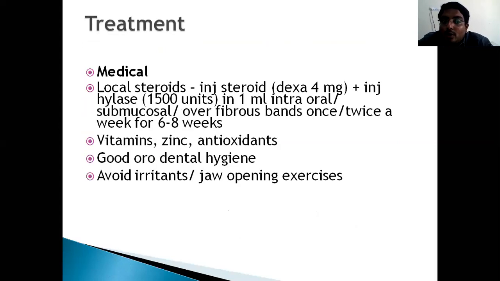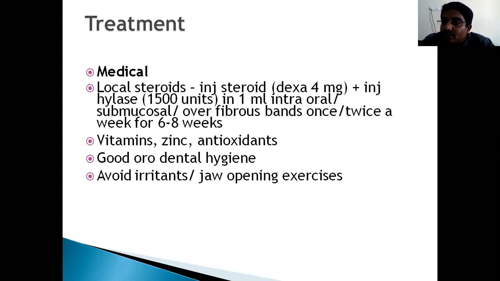In the treatment, local steroids: injection dexamethasone 4 mg, 1 ampule, and injection Hyalase 1500 units in 1 ml, injected intraorally and submucosally over the fibrotic bands once or twice a week for 6 to 8 weeks. That is the treatment: dexamethasone plus Hyalase in 1 ml, submucosally.